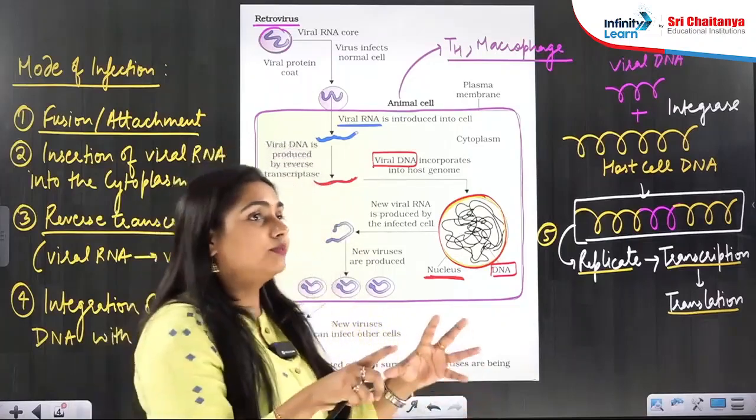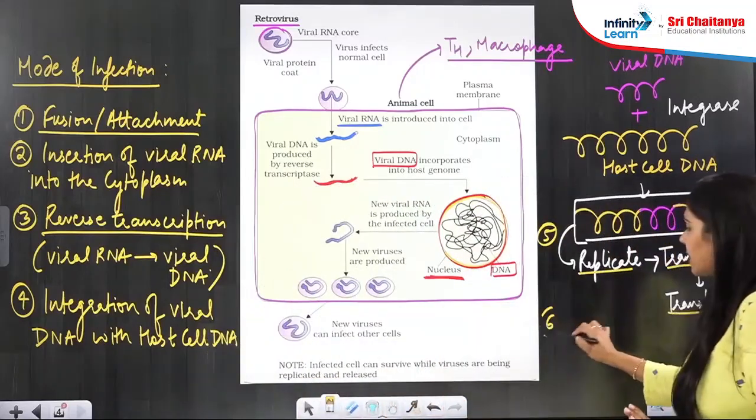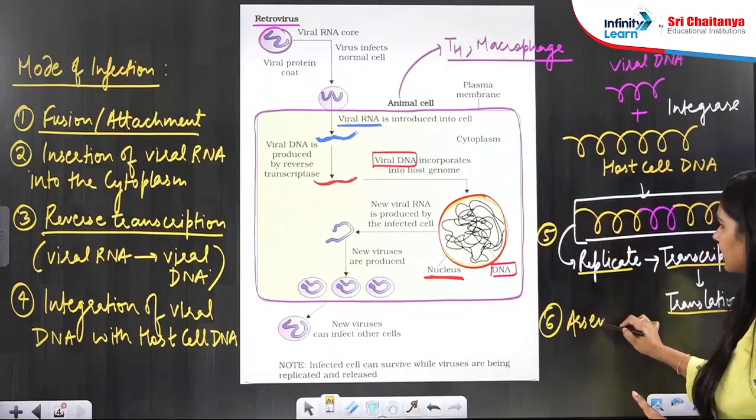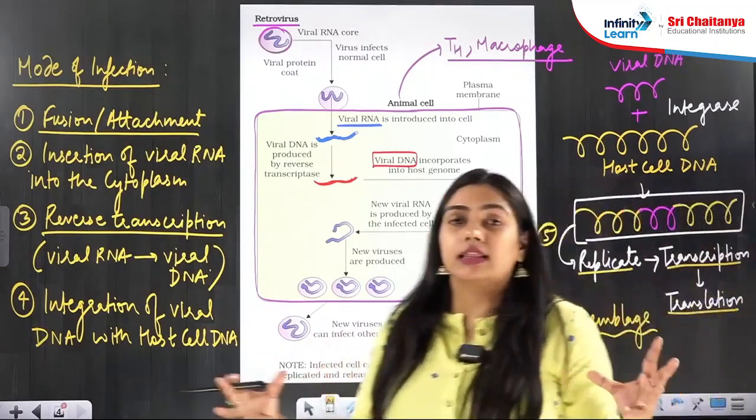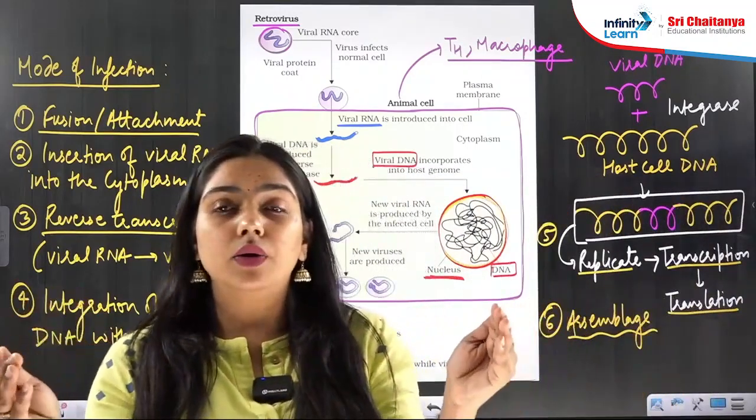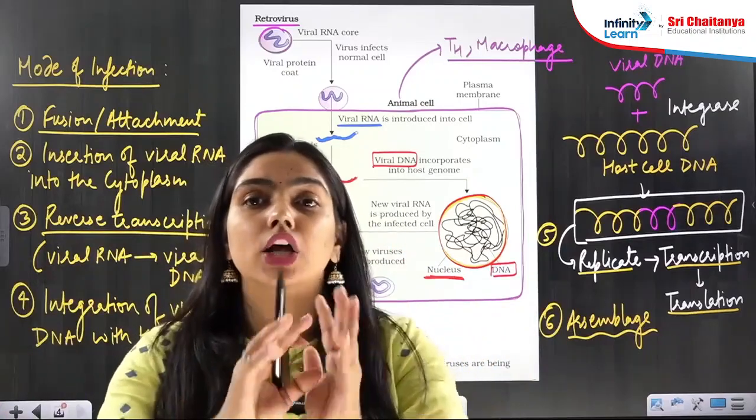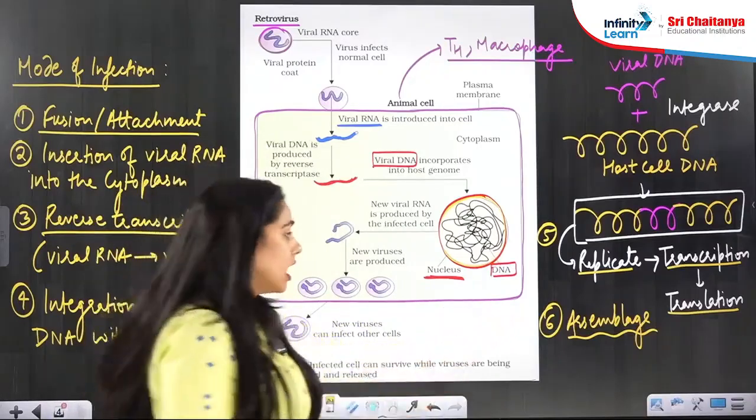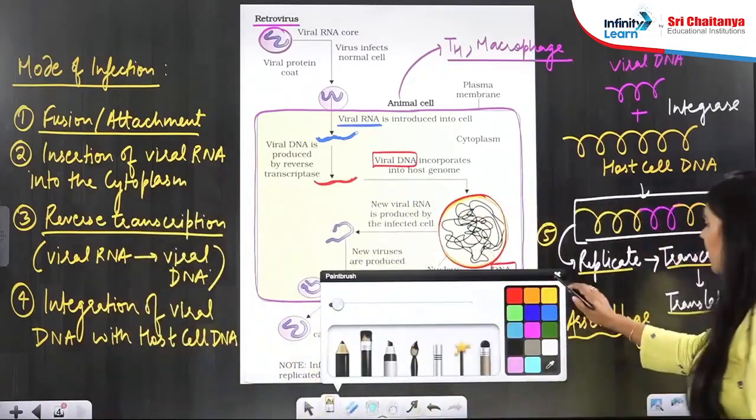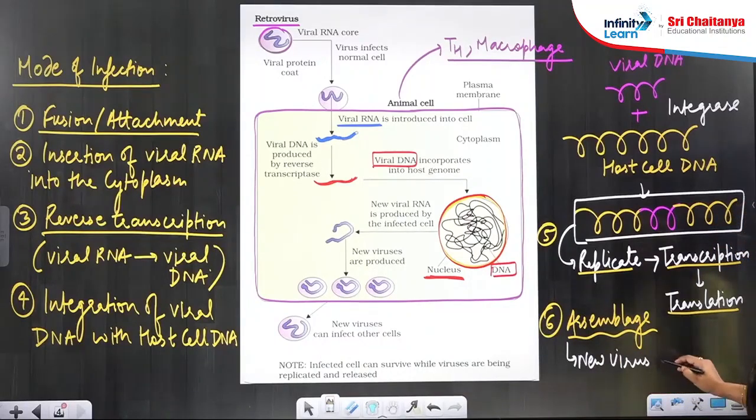Yes, everyone. So now the sixth step will be assemblage. Assemblage means the assembly: the viral RNA and viral proteins will assemble to make the new virus particle. After assemblage, new virus particles will be formed, new viruses are formed.